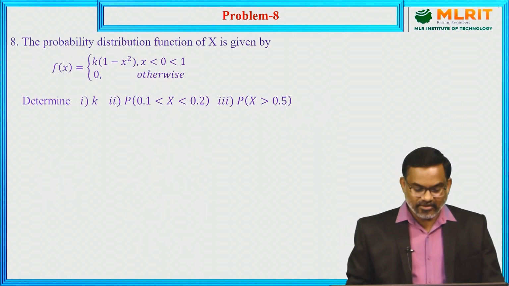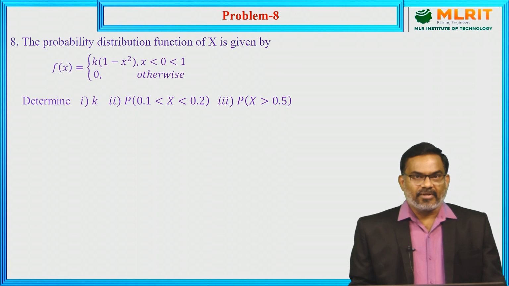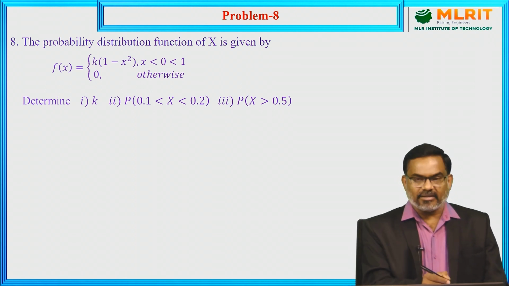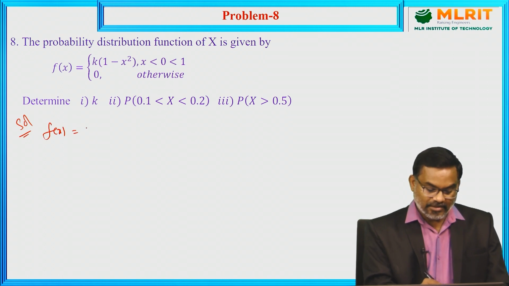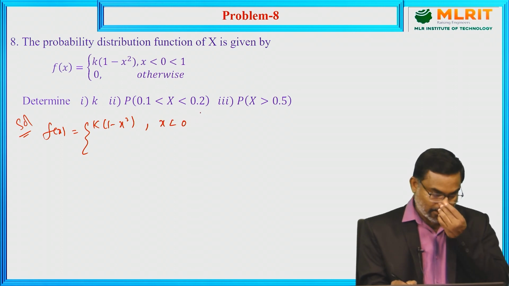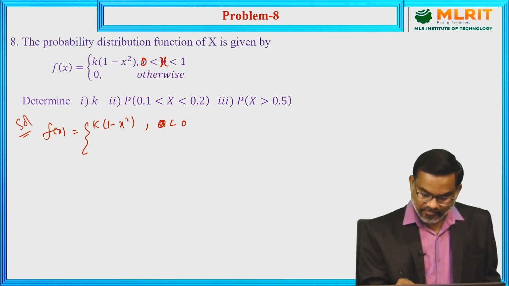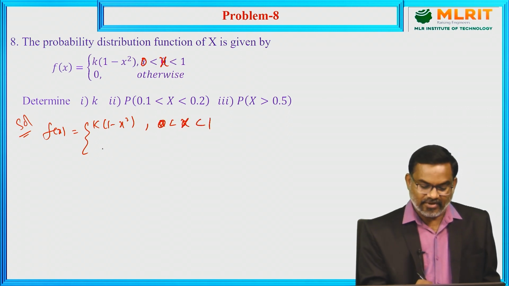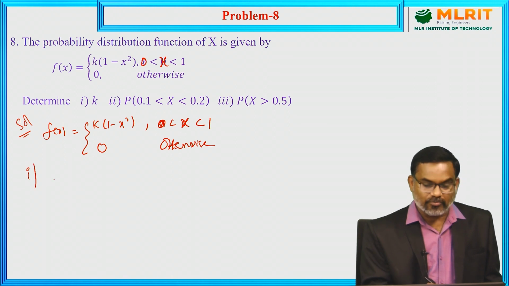Now, coming to the next problem, the probability distribution function of capital X is given by another function. f of x is k into 1 minus x square when x lies between 0 and 1, that is 0 less than x less than 1, and 0 otherwise. The first question is to find the value of k.